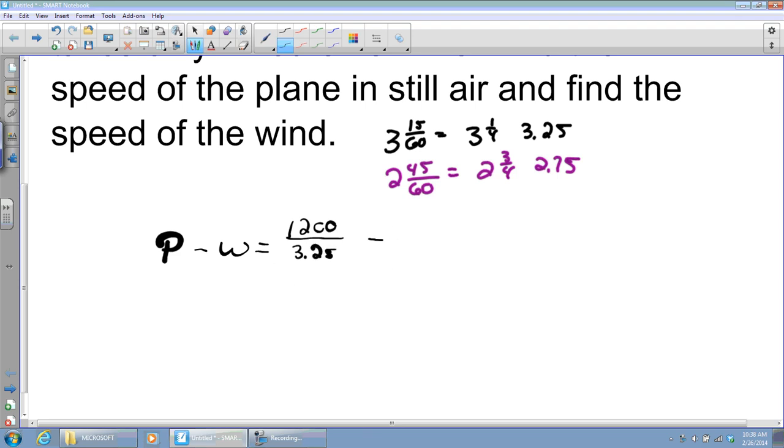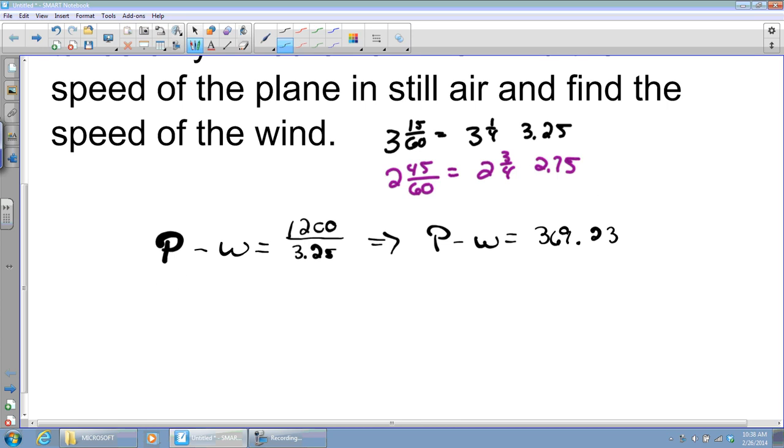All right, so that equation more simply is P minus W equals 1,200 divided by 3 1/4. I don't know that off the top of my head. 1,200 divided by 3 1/4, oh, looks like it's a real friendly number, like 369.23, and I'm only going to go to the hundredths place.